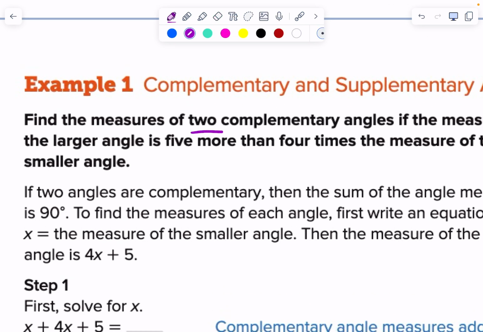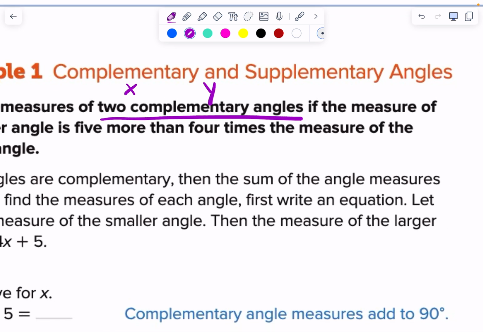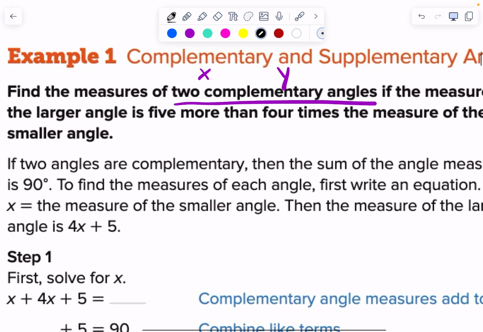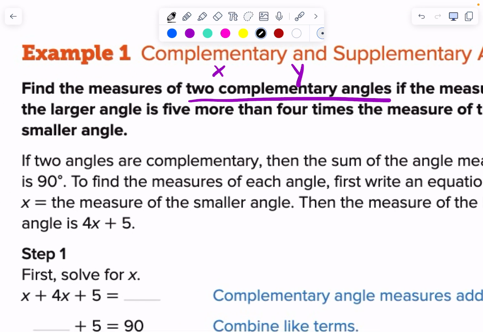Let's name our angles. Let's call one angle X and the other angle Y. I don't care what you call them. You can call them M and N. One angle is X, the other angle is Y. Okay, here's the deal. X and Y are my two angles. If the measure of the larger angle is 5 more than 4 times the measure of the smaller one.